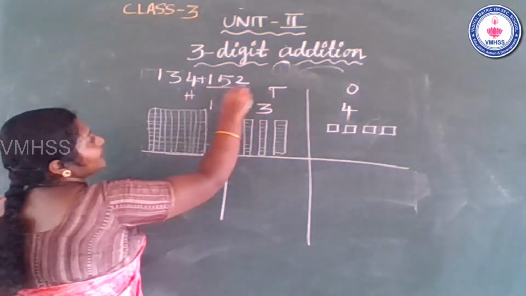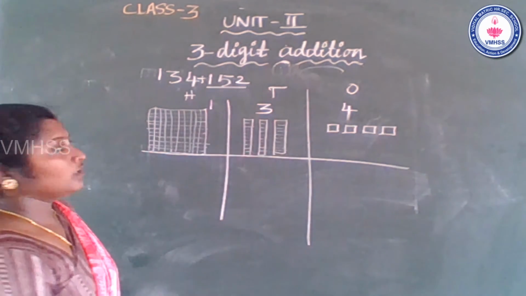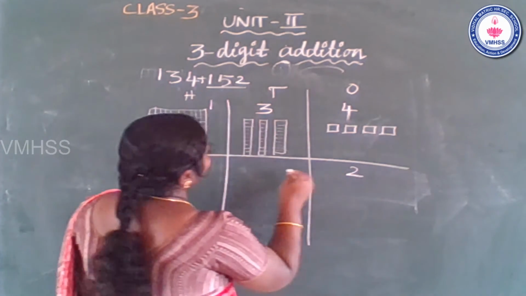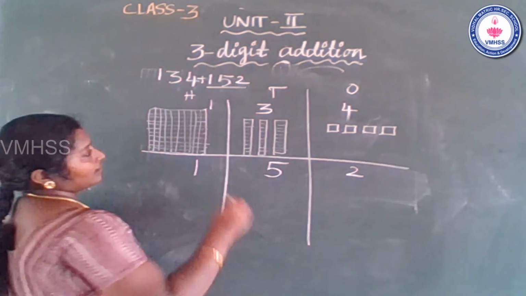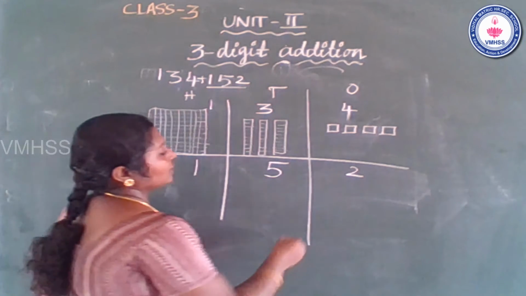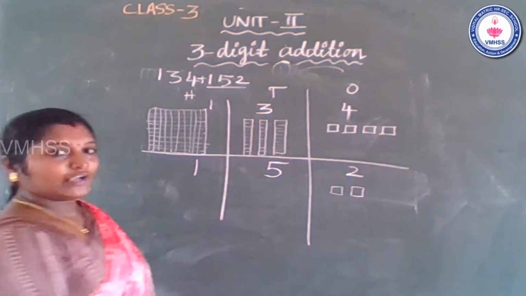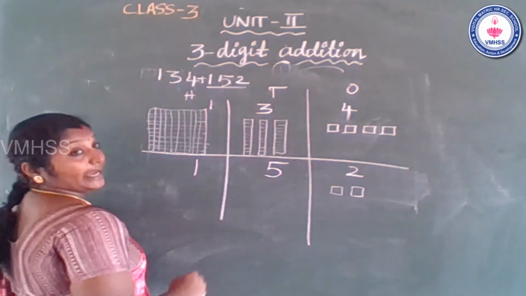Okay, what is the second number? 152. Okay, so what is the ones value? 2. Okay, students, so first you draw two blocks. 1, 2. Okay, students, so second number 5.